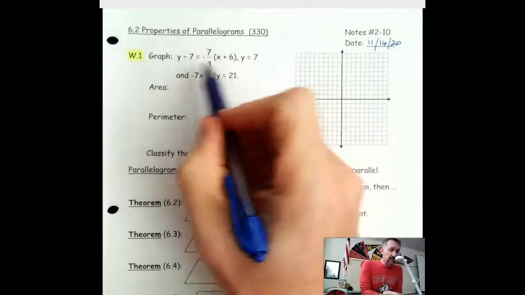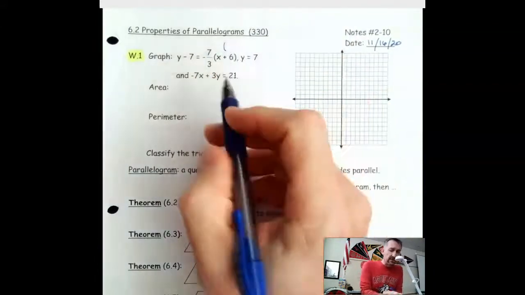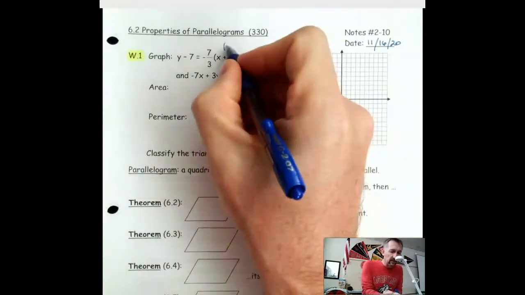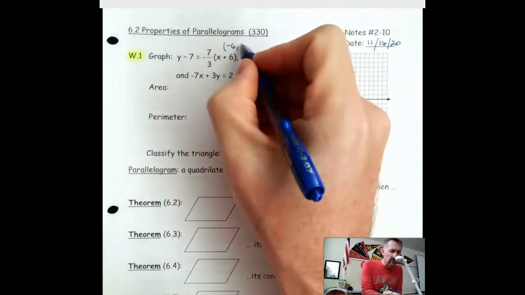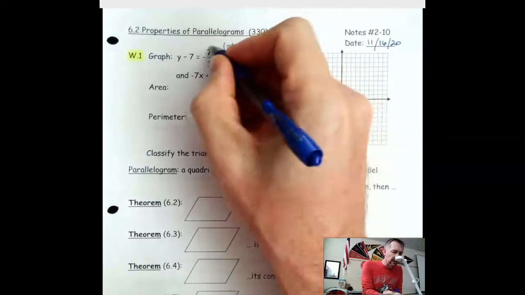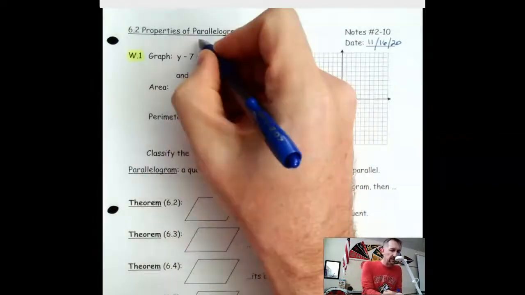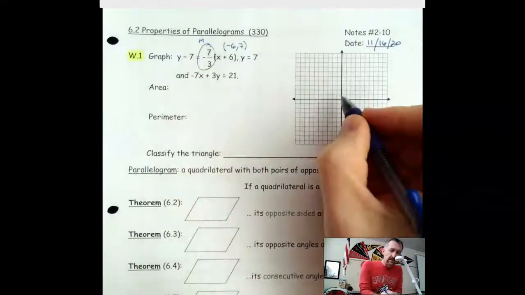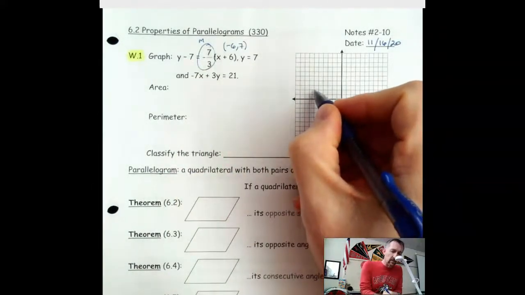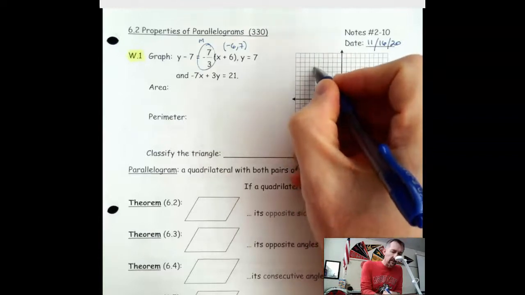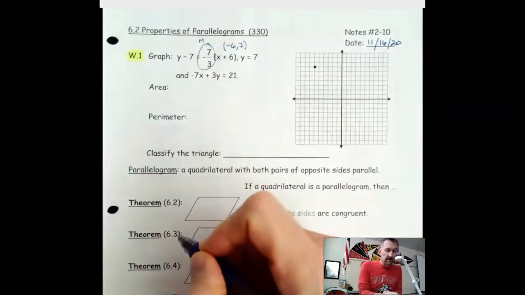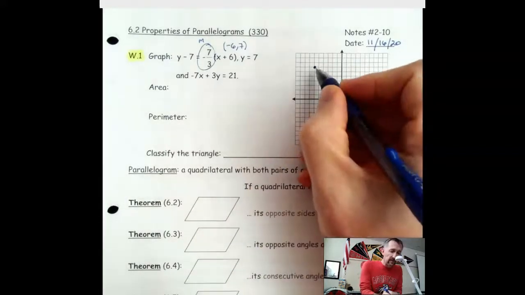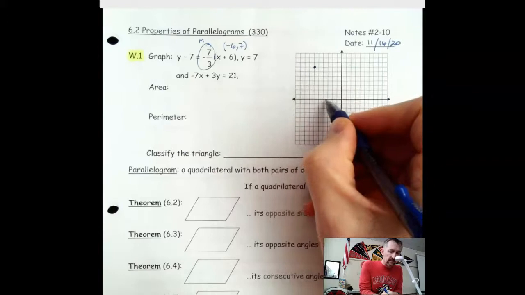Okay, so this first one is in point-slope form. That means there's a point and a slope. The point is the opposite of x, so it's -6, and the opposite of y, that's +7. And the slope is right there, being multiplied by x. So (-6, 7) is right here, and the slope is down 7 to the right 3. So down 7 to the right 3.